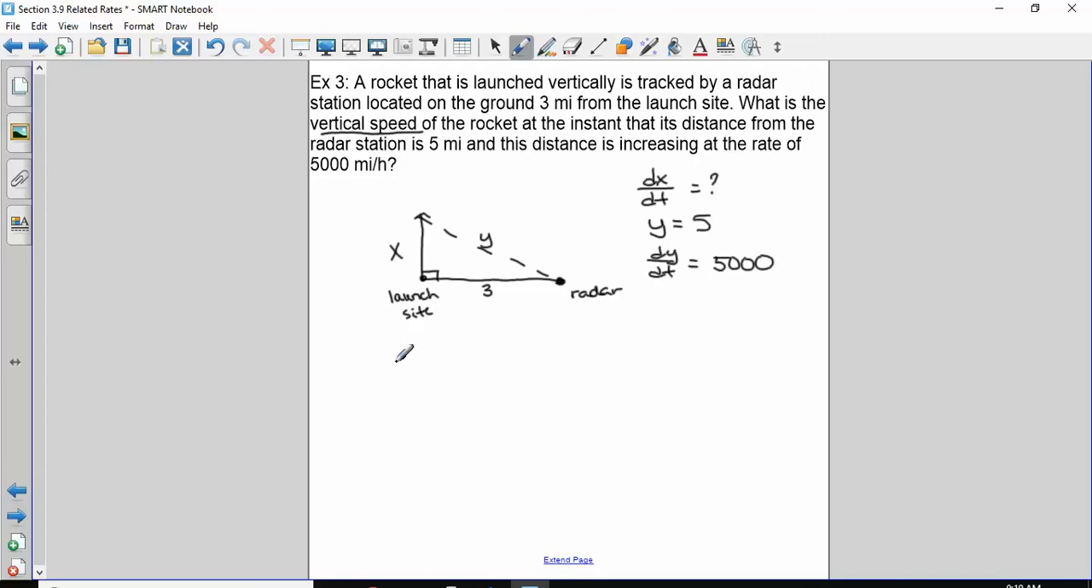A squared plus b squared equals c squared. So x squared plus 3 squared equals y squared. Or you could say x squared plus 9 equals y squared. What do we need to do from here then? Derivative. Derivative of x squared would be?